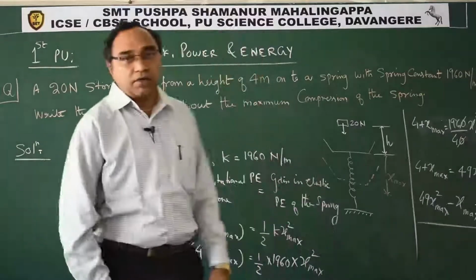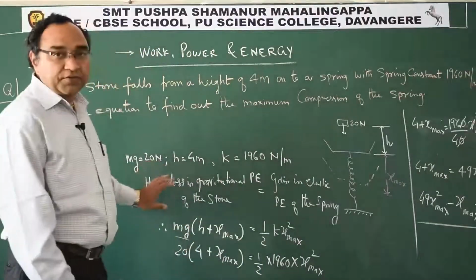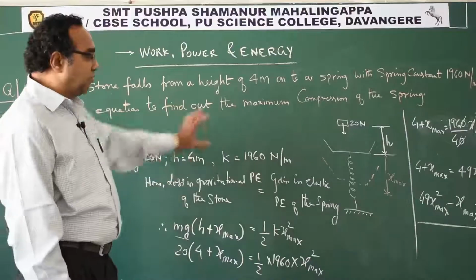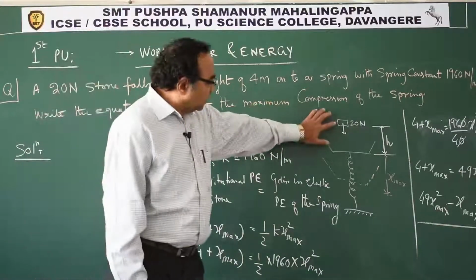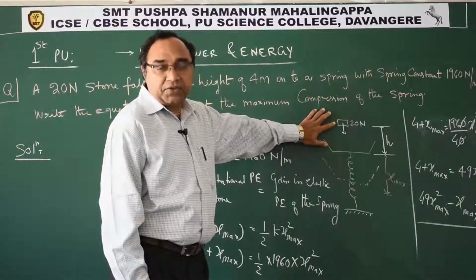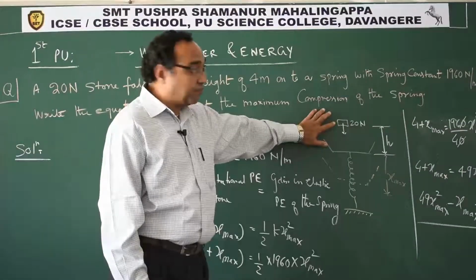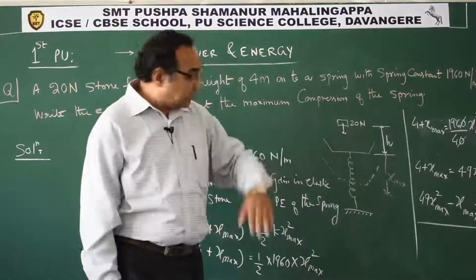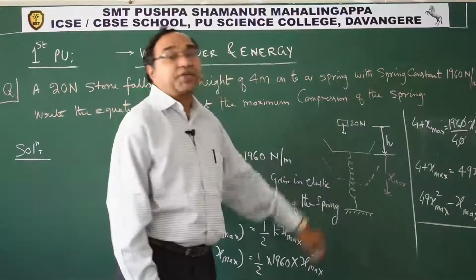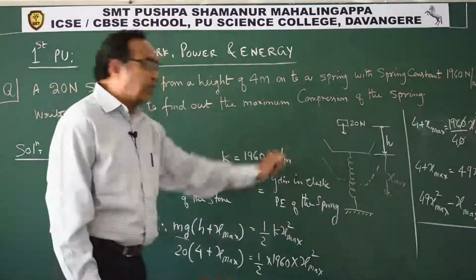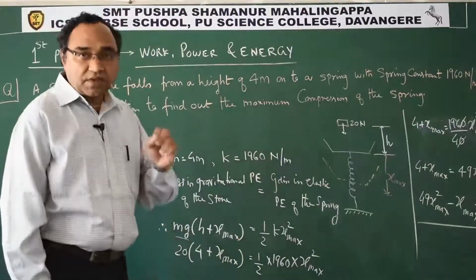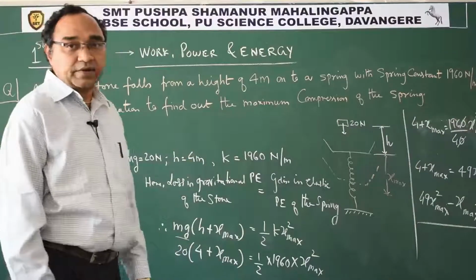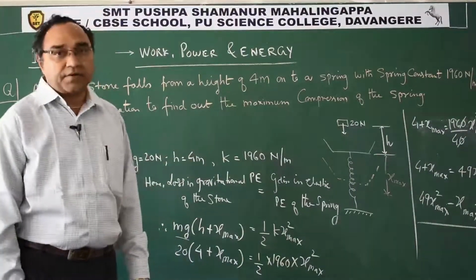This is exactly how, see, students, concentrate. Here the concept that we have used: the loss in gravitational potential energy of the mass of this stone is storing in the form of elastic potential energy in the spring. So this is the concept which is involved in this numerical. Let us take now the next numerical.